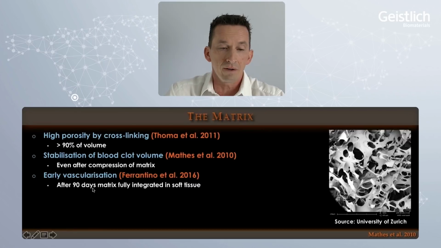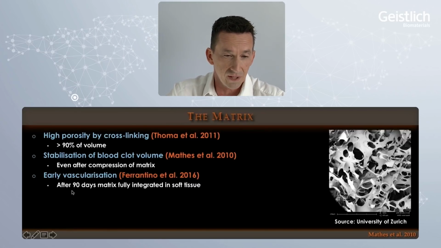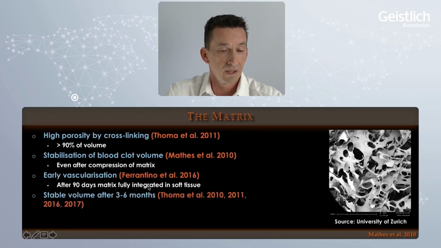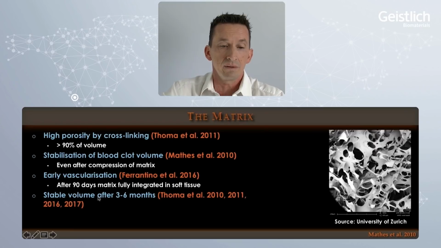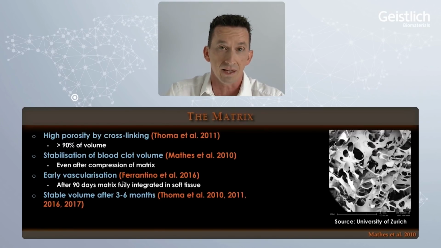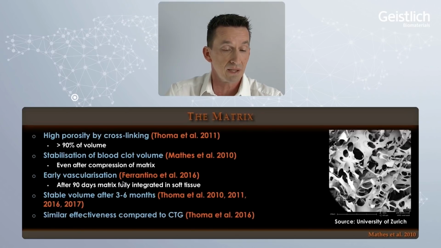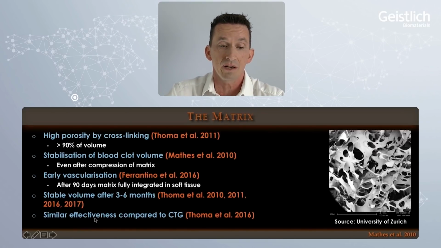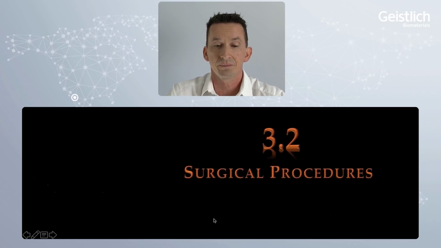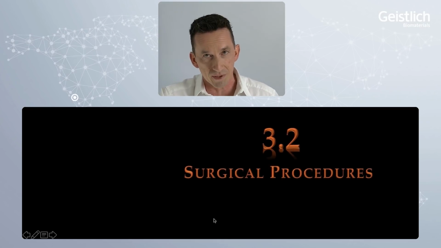We have a very early revascularization. After 90 days, the matrix is fully integrated in the soft tissue. The volume is stable even after 6 months, and I'm going to show you clinical cases on that. And last but not least, we have a similar effectiveness compared to the CTG. Let's have a look at the surgical procedure.